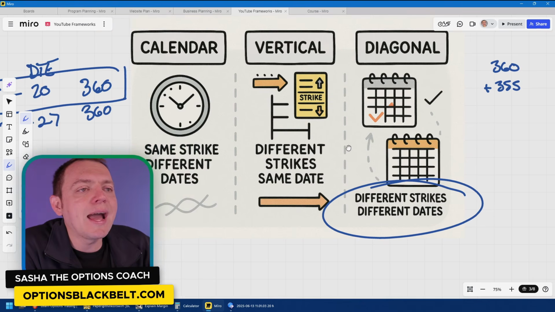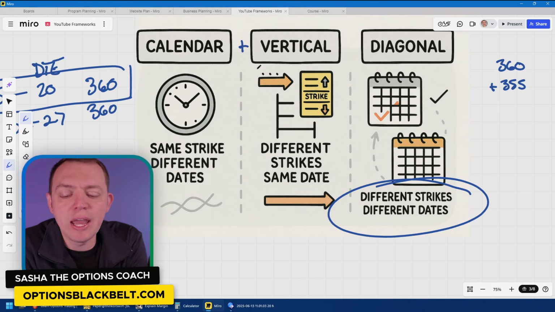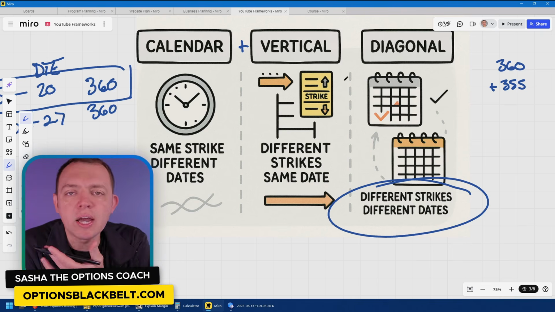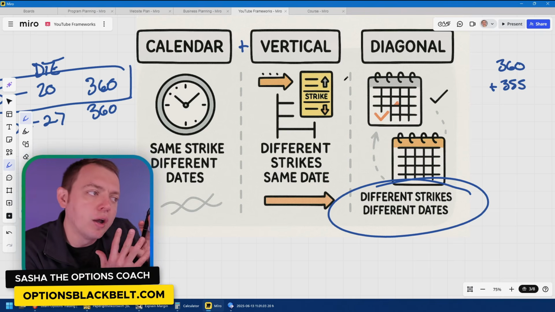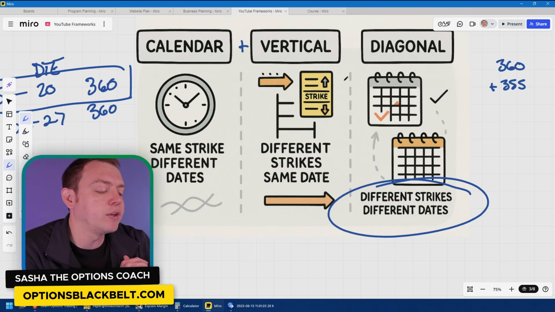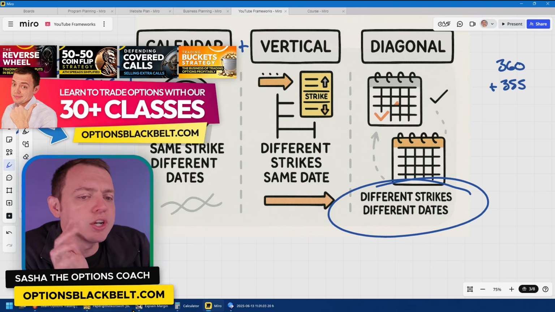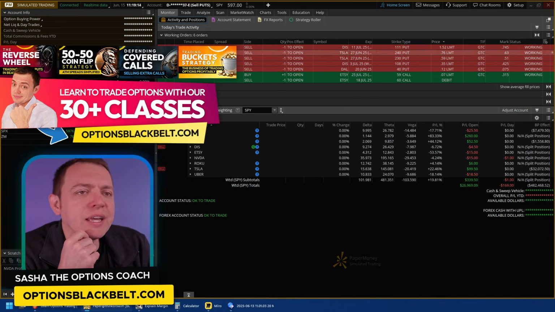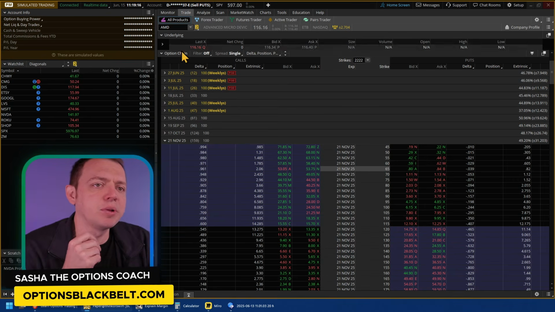And really, a diagonal is a combination of a calendar and a vertical. And that gets you kind of a diagonal. You get a little bit more room either to the upside or the downside. So I'm going to show you this construction here on the platform. That way you get a little bit of an insight and see how it really plays out.